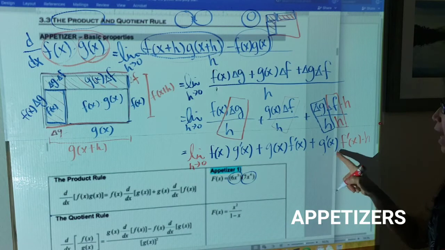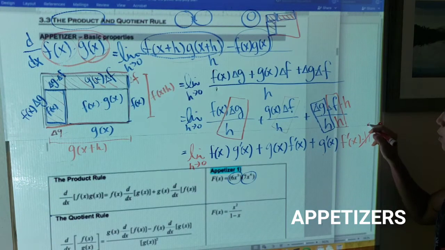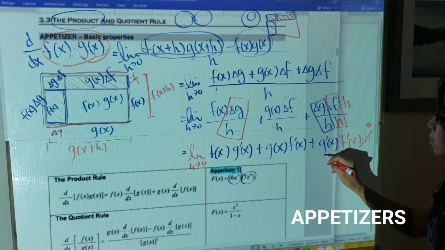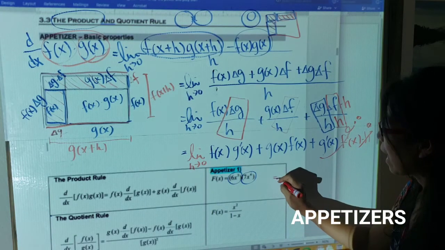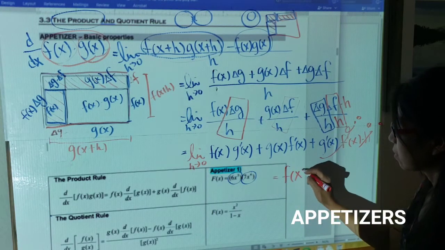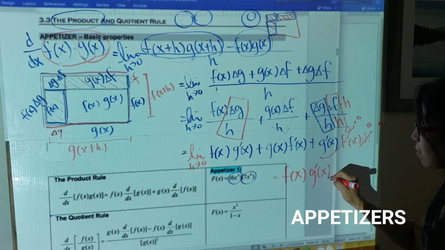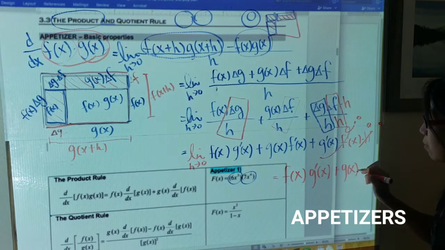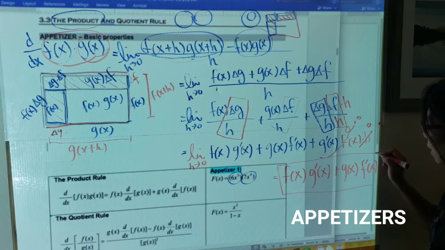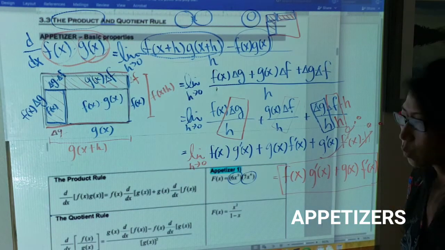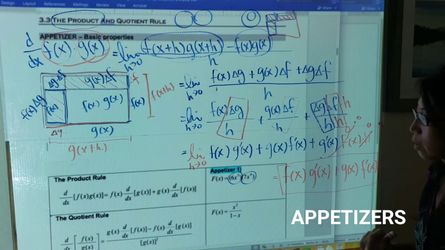Do you see that none of them have h, but this one goes to 0, that whole thing is going to be 0. So the function that you have is f of x times g derivative of x plus g of x times f derivative of x. Woo! That's how we got the product rule, and I'm going to show you what this means.